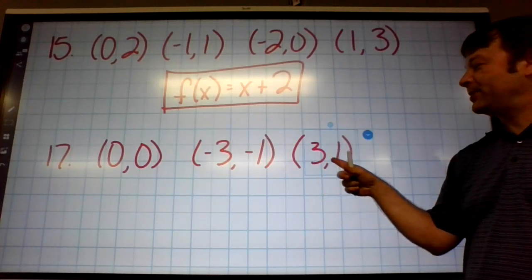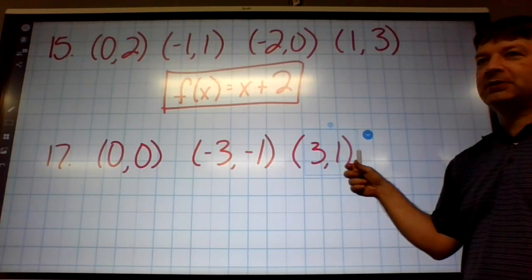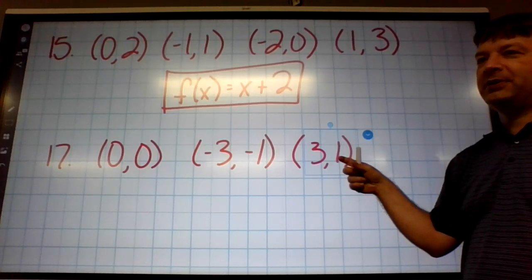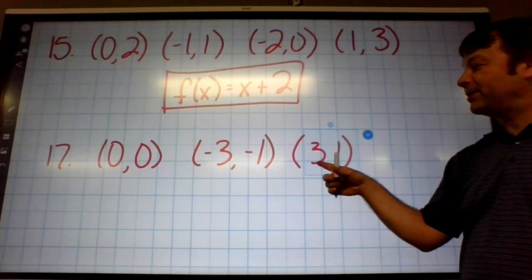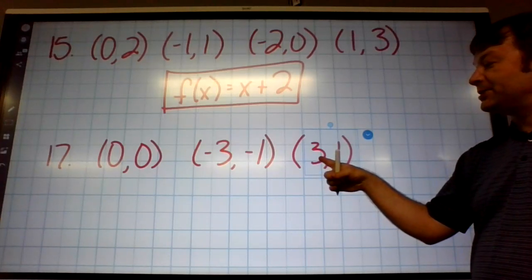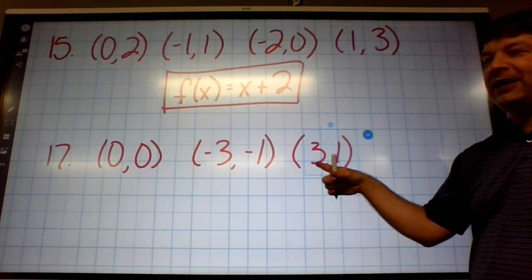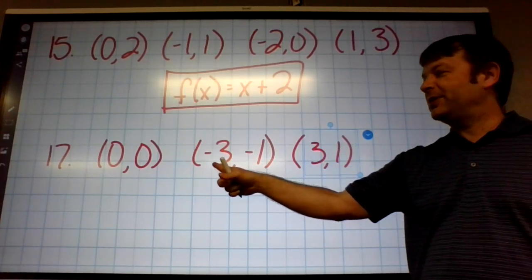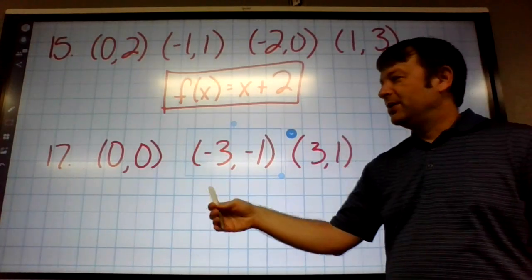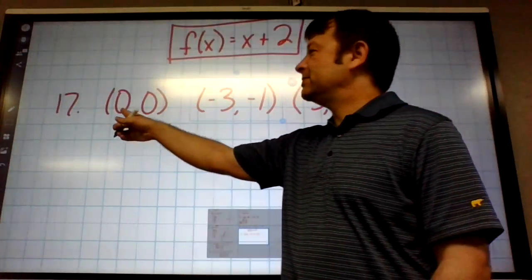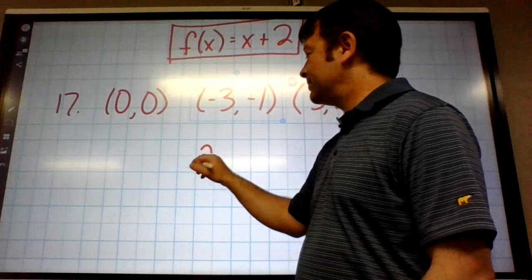What's another way we can get from here to here besides minus 2? Times 3? Divided by 3. 3 times 3 is 9, so 3 divided by 3 is 1. Does that work on this one? Negative 3 divided by 3 is negative 1. And 0 divided by 3 is 0. Yeah, it's divided by 3.